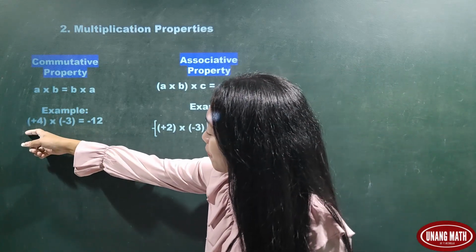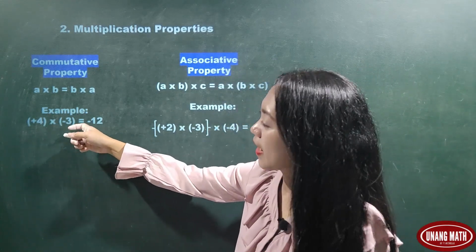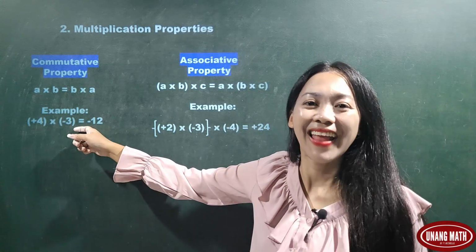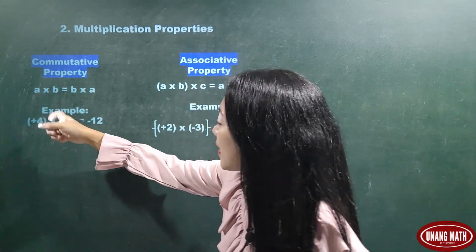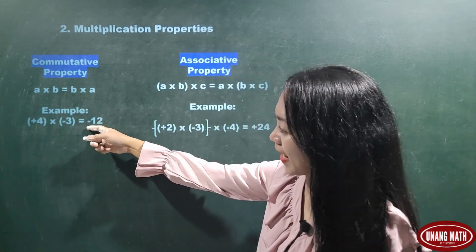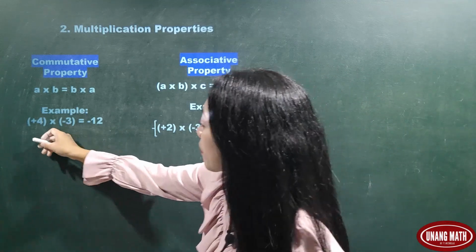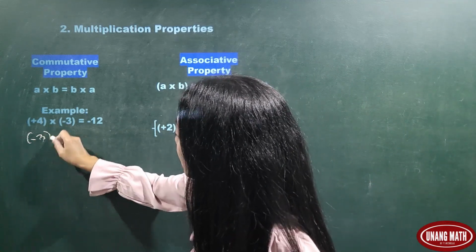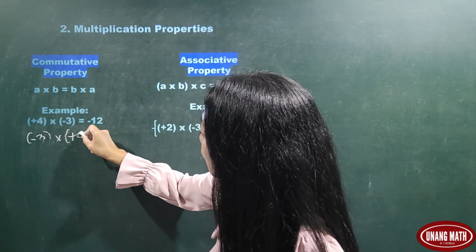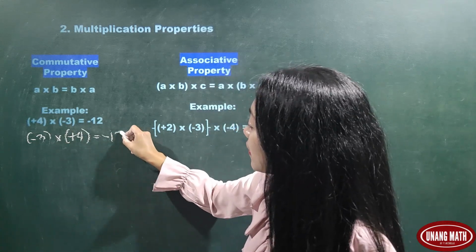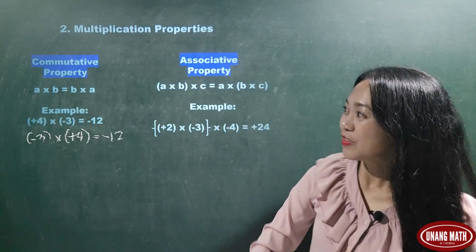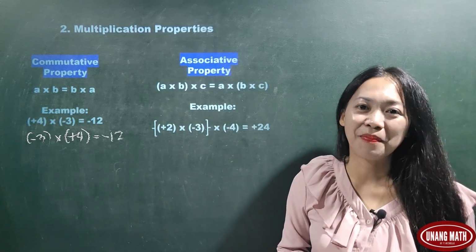We have here positive 4 times negative 3, and this is equal to negative 12. So a positive times a negative number, the answer is a negative number. So even if I write negative 3 first times positive 4, the answer is still negative 12. So that is the commutative property.